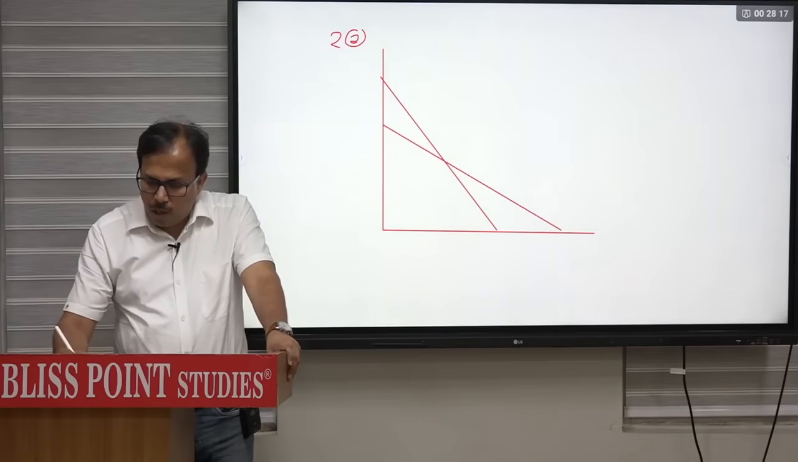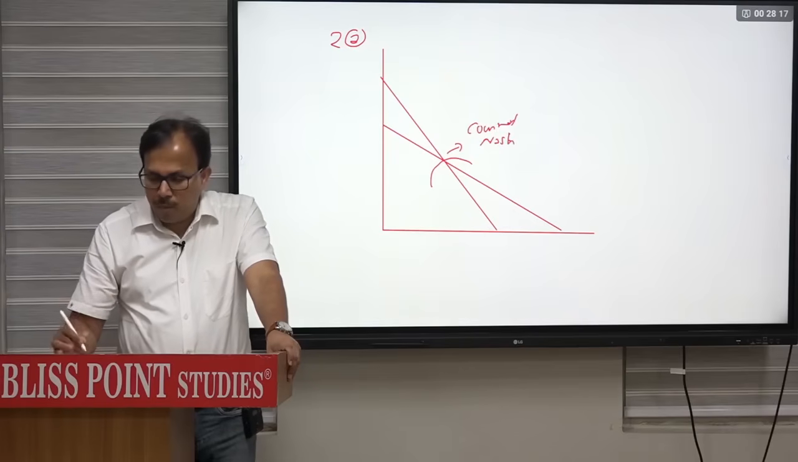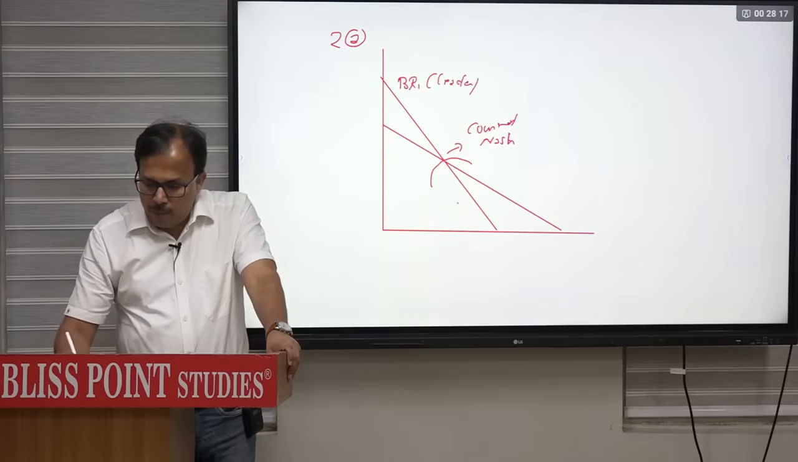If it is a coordinate model, the intersection point will be the coordinate Nash equilibrium. But if it is a Stackelberg model, the leader will maximize the profit. Suppose firm 1 is leader, this is the best response of firm 1. So the leader's profit will be maximized subject to the reaction curve of the follower. This will be the point.